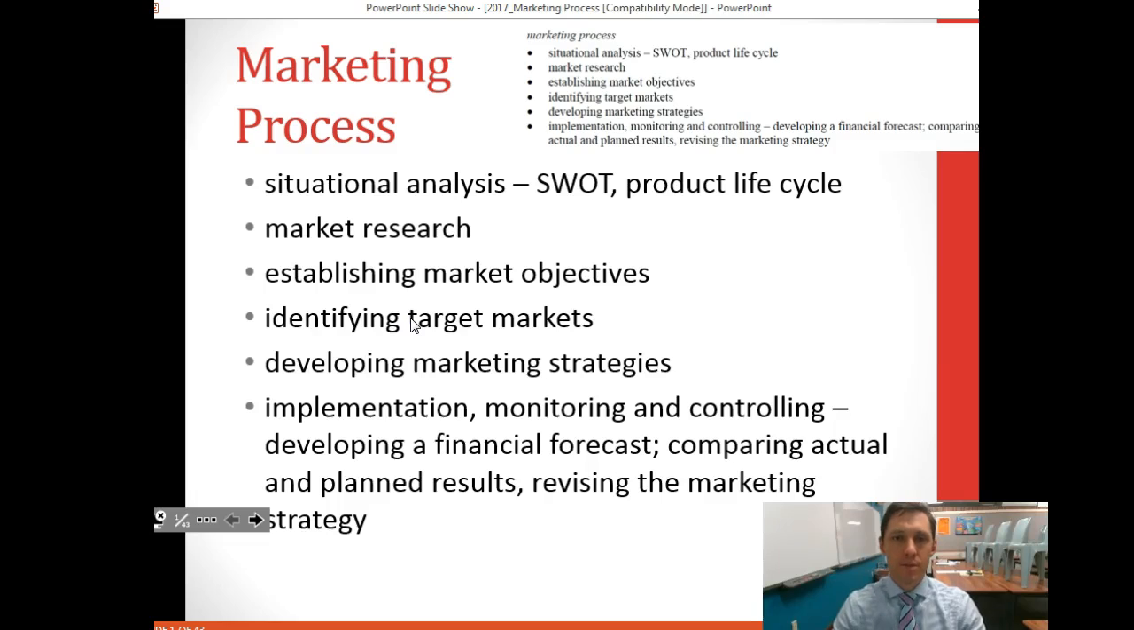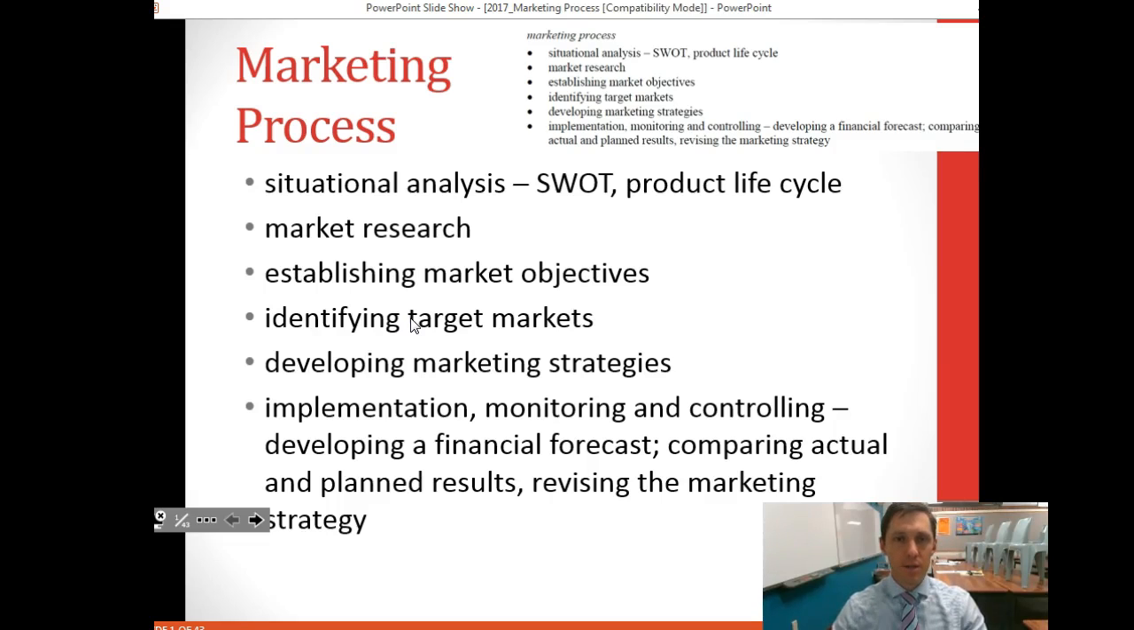Firstly, it begins with a situational analysis. So having a look at what is the situation of this particular business, and that would be done through a detailed SWOT analysis, which we'll have a look at in a moment, and identifying at what stage in the product life cycle this business or this product is. And I say business because the business might be comprised of just one product. Identifying what stage the business or the product is at in terms of the life cycle, and what the appropriate marketing strategies are for that product at that particular point in the cycle.